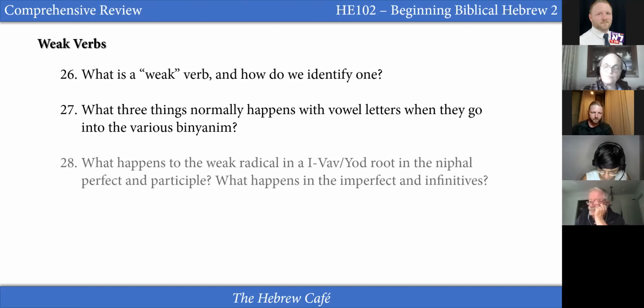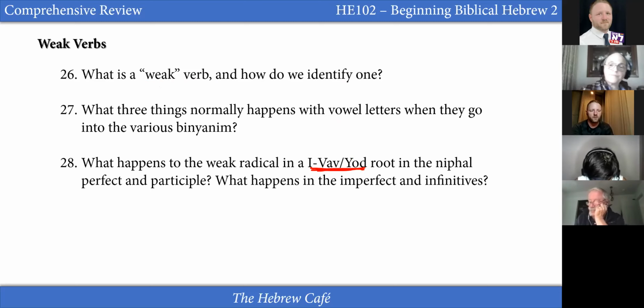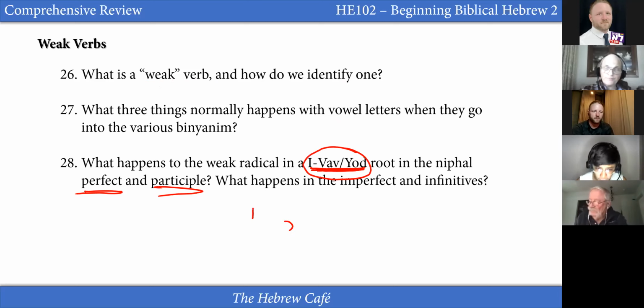Okay, next. What happens to the weak radical in a first vav or yod root in the Nifal perfect and participle? The same thing happens in the perfect and participle. That's why I included it. But what happens to the first yod? Let's think of the word yeled. Yeled is a boy, right? What happens to that first root letter in the Nifal?